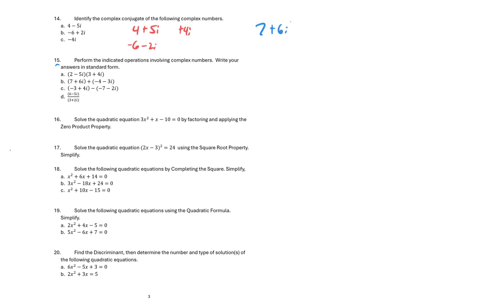7 plus 6i plus negative 4 minus 3i. Combine the real parts, so we get 3, and then imaginary, 6 minus 3 is 3, so plus 3i.